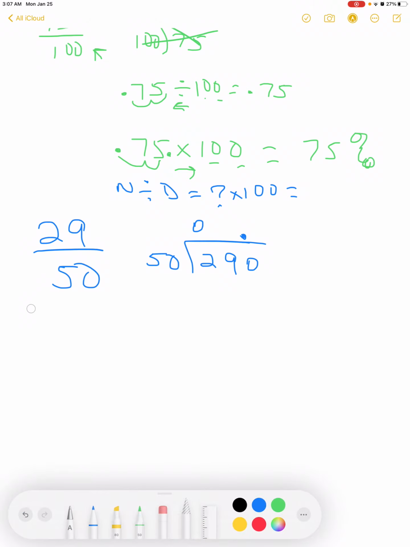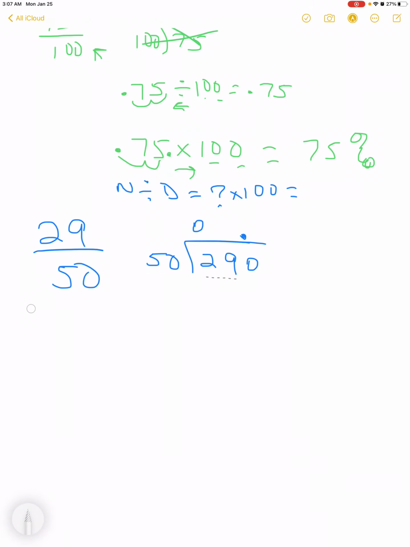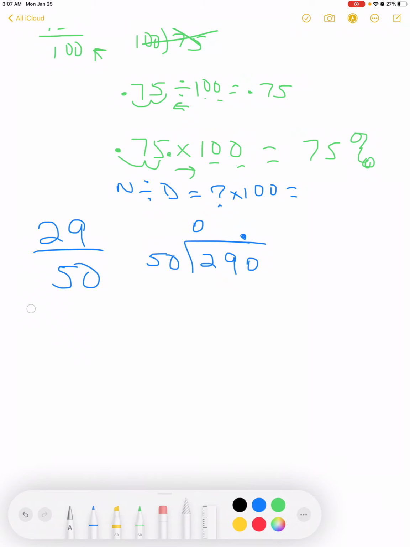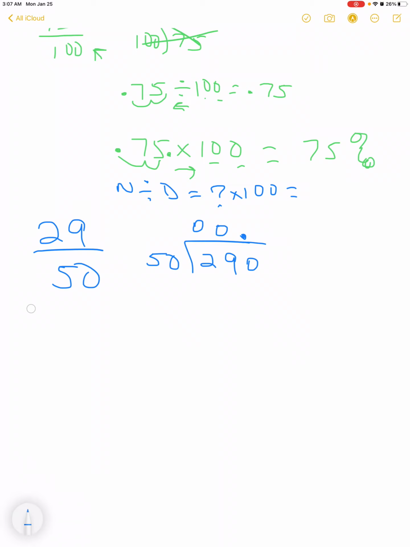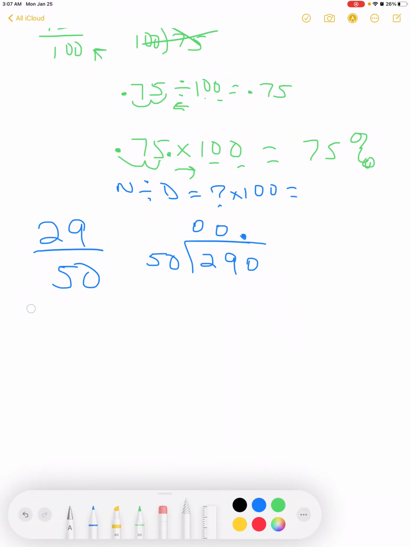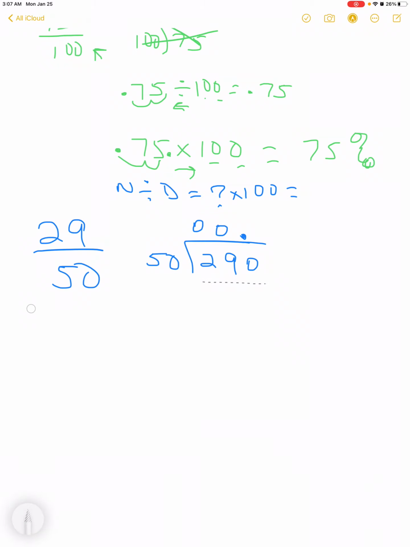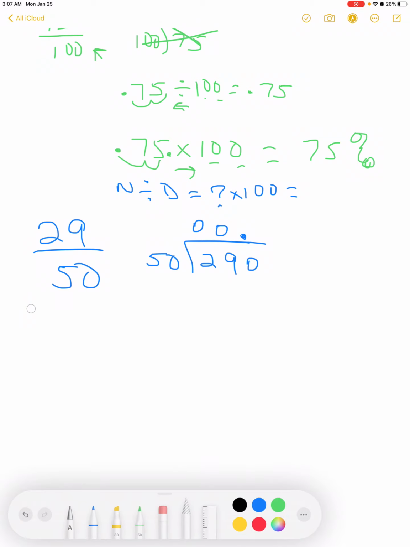Now, once you've tried the first number, you got 0, you tried the first 2 numbers. How many times is 50 divided into 29? Very good, 0. Once we try the first 2 numbers and we still got 0, we're going to go to the first 3 numbers. How many times is 50 divided into 90? This is where you can use your calculator.